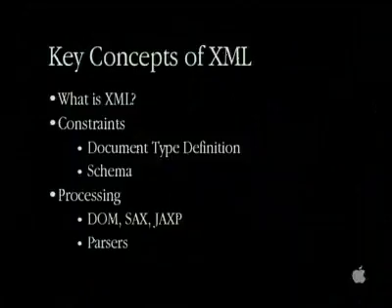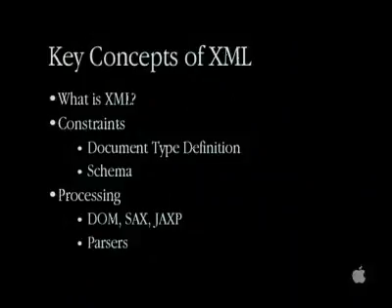Okay. So there are two main specifications for doing constraints. One is document type definition, DTD, and the other is schema. As Bob mentioned, with XML technology there's a proliferation of acronyms. So my advice is don't worry too much about the letters, but try to understand the meaning behind them. Then I'll talk about processing of XML data, which means producing and consuming XML data using low-level APIs like DOM, SAX, and JAXP. Then I'm going to give you a list of parsers that one would use to parse and consume XML data.